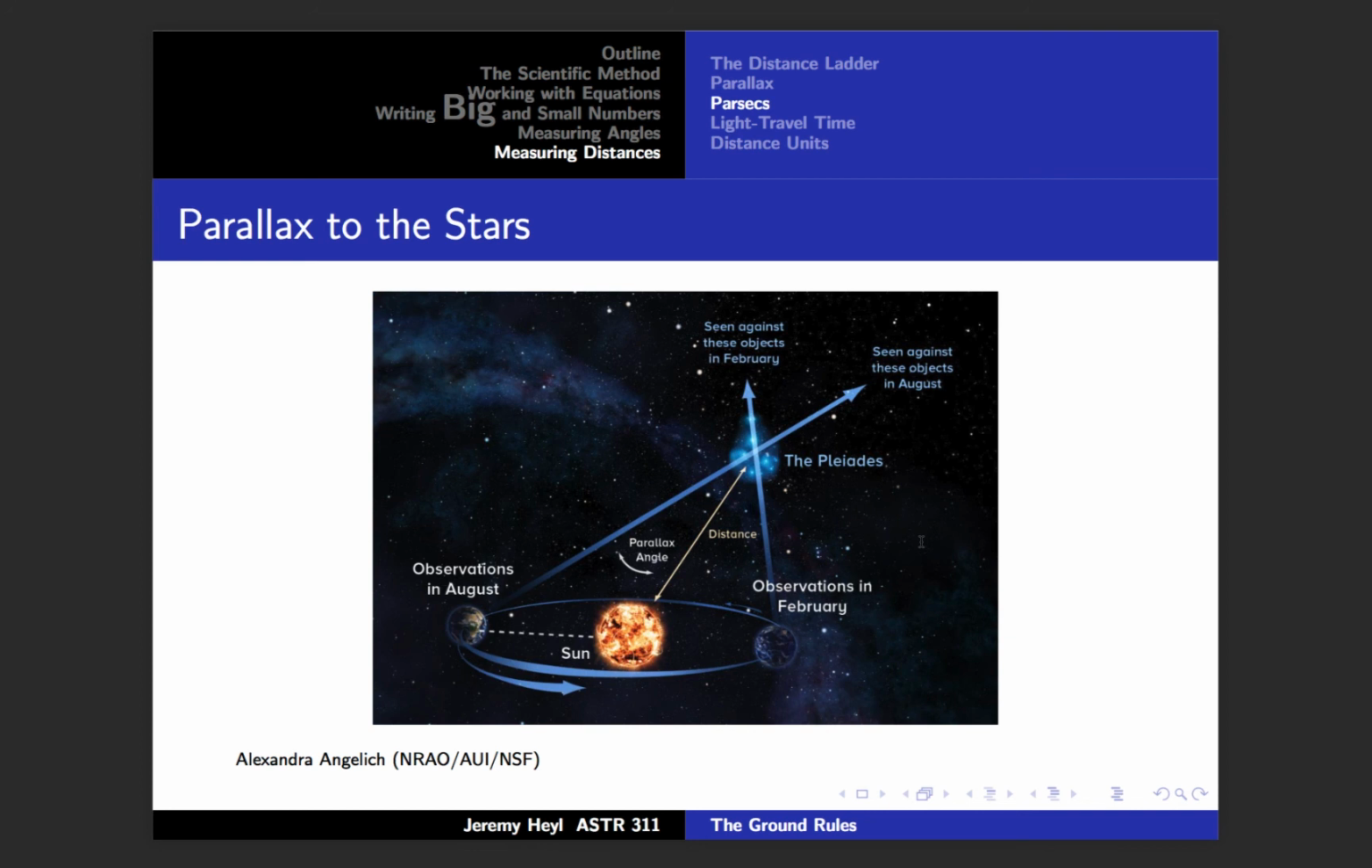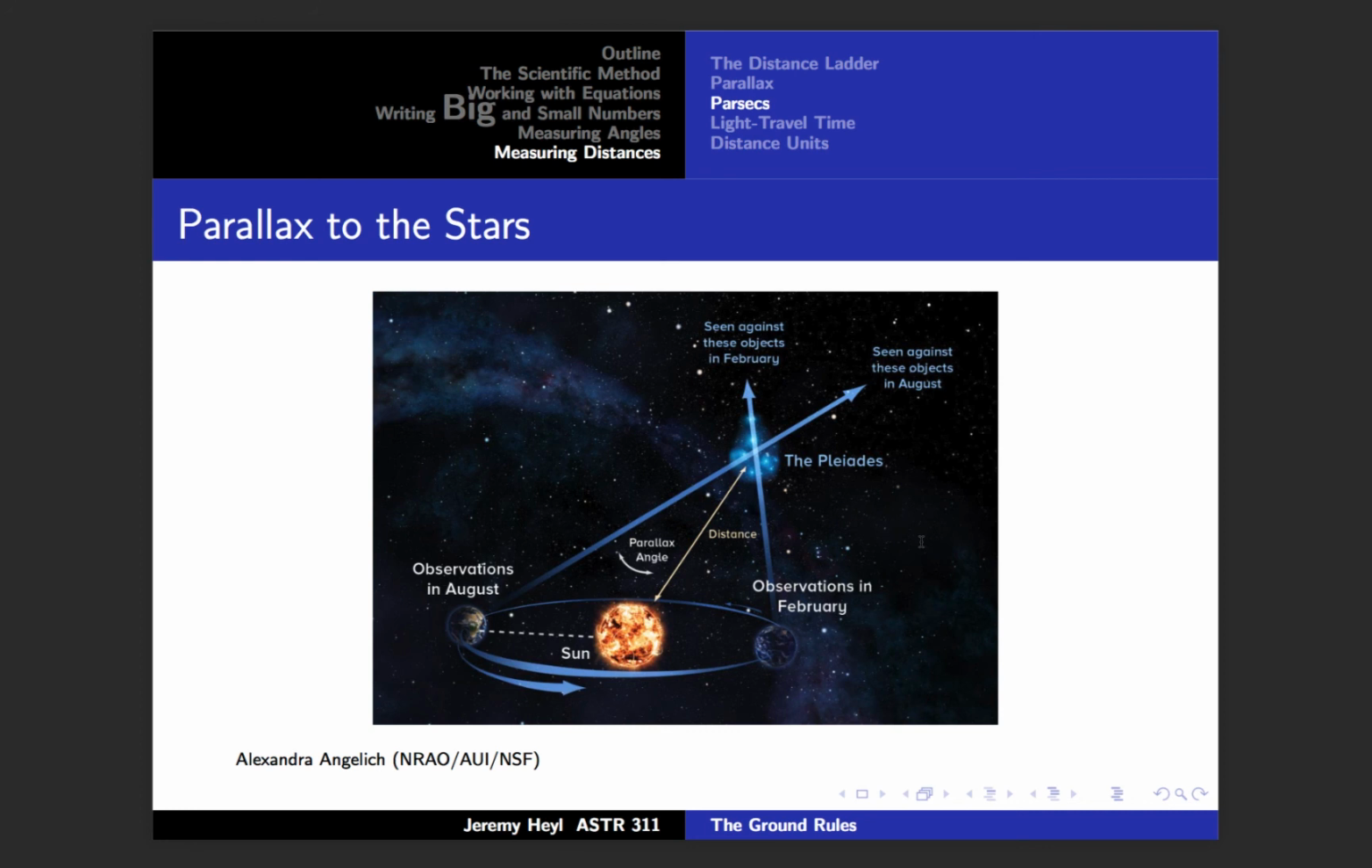And if you think about it, in 6 months we move by 2 astronomical units. We move not 1,000 kilometers, not 100,000 kilometers. We move 300 million kilometers without doing anything. We just have to wait, right? Because we've moved from one side of the Earth's orbit to the other.